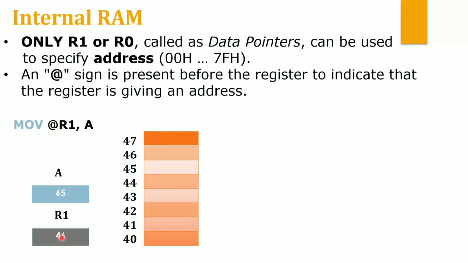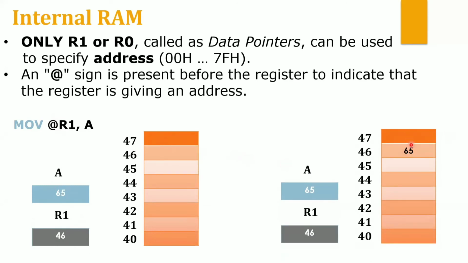Now there is a 46 memory location. Go to the 46. It does not consist of any data. Now after executing this instruction, what will be the data of the 46 location? You will get 65. Whatever the value present in the A register, that same will be copied there. Why? Because of the @ symbol, since it is indirect addressing mode. So this is your internal RAM addressing.